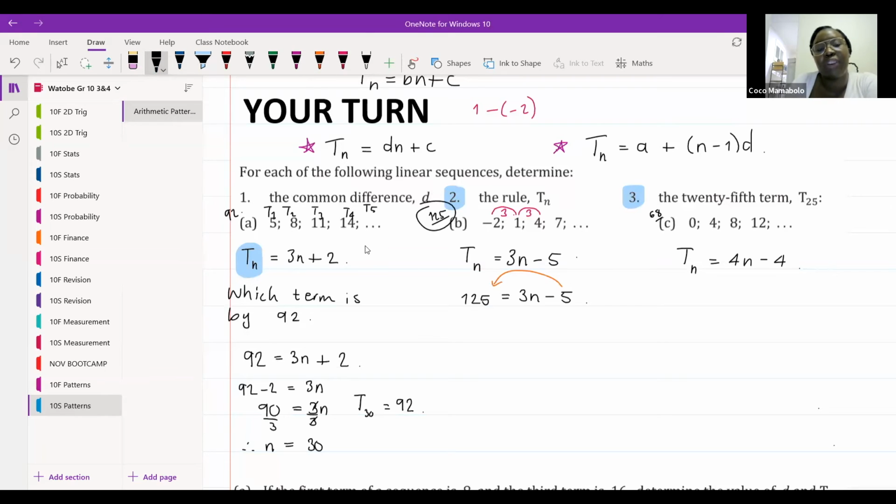So we're going to get 125 plus 5. That gives us 130. 130 is equal to 3n. Now, our next step would be to divide both sides by 3. What are we going to get here? n is equal to 130 divided by 3 would give us... Okay, I'm getting many conflicting answers. Why is that, guys? 43.